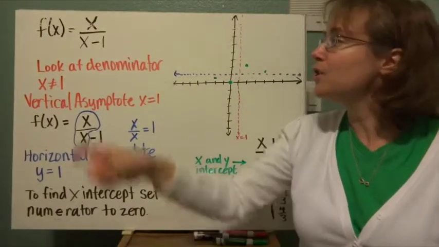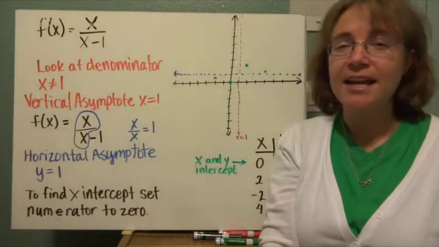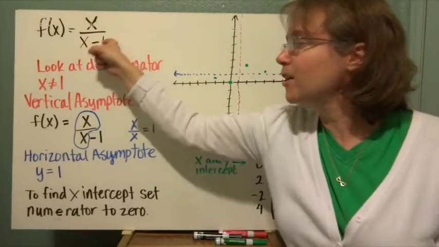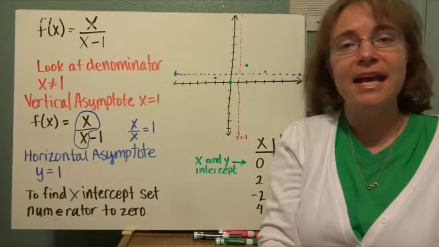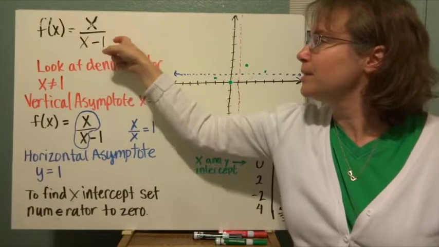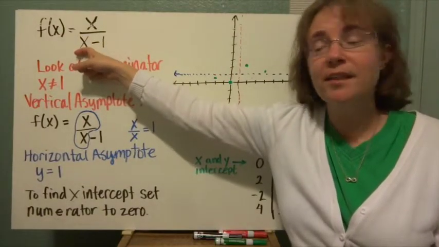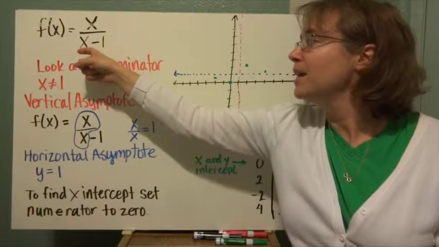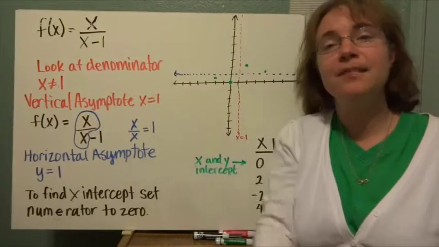Now the first thing you want to notice about rational functions is that we have a denominator, and that denominator cannot be 0. So we need to look at the values that would make that 0. If I set x minus 1 equal to 0, I will find that x is equal to 1. So when x equals 1, that denominator is equal to 0, and that can't happen. And that gives us our first asymptote.